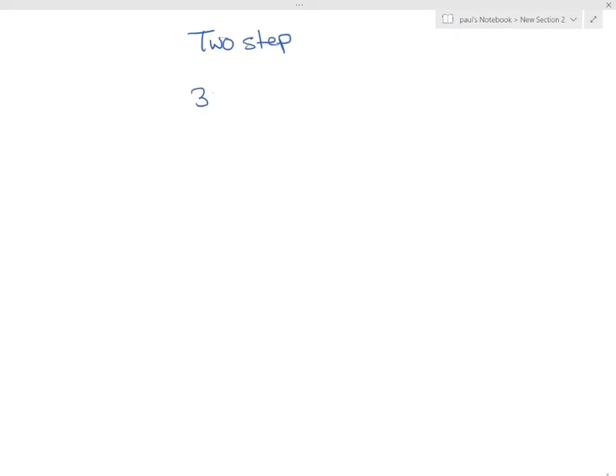So we've got 3x plus 7 equals 19. First of all, we need to get rid of the 7, so we'll subtract 7. That leaves 12. Now we've got times 3, so we need to divide by 3. 12 divided by 3 is 4.